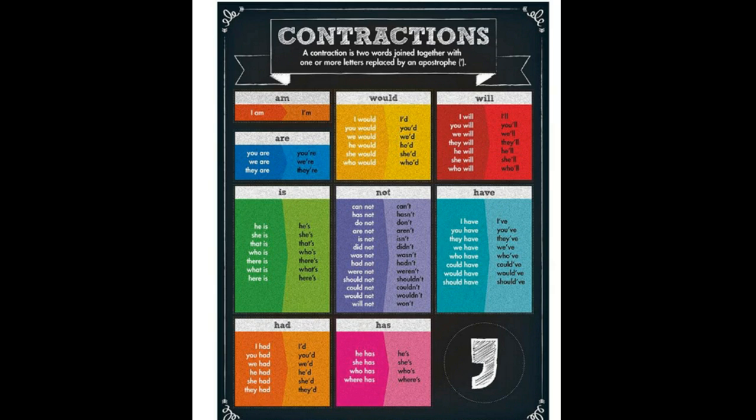A contraction is two words joined together with one or more letters replaced by the apostrophe. You notice on this chart, the biggest part of the chart is the apostrophe at the bottom. You must have an apostrophe if you're going to make a contraction. These are some common contractions for the words am, are, is, had, would, not, has, will, and have.